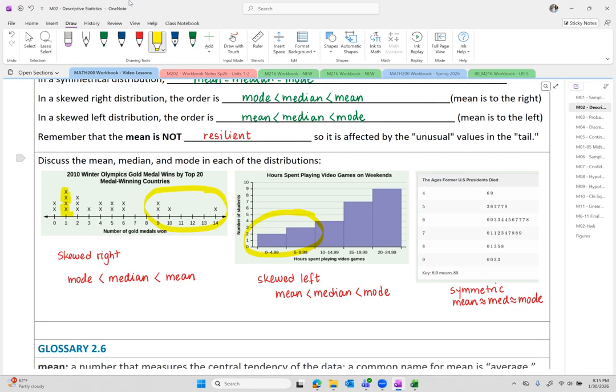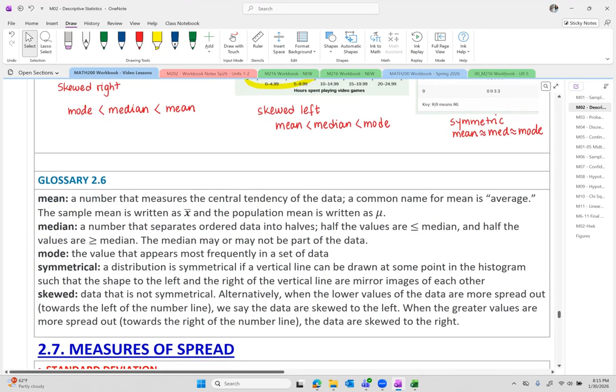For this particular section, the glossary includes the terms like the mean, the median, the mode, what is a symmetrical distribution, and what is a skewed distribution. Also, how does a skew affect the relationship between the measures of center?